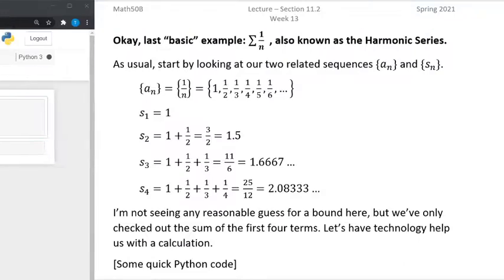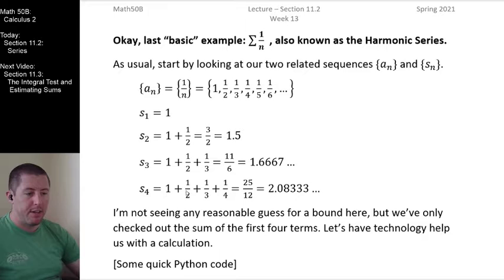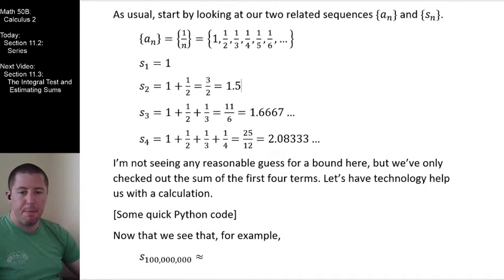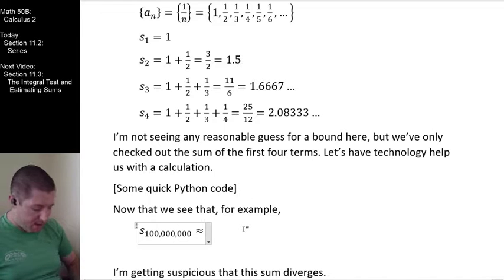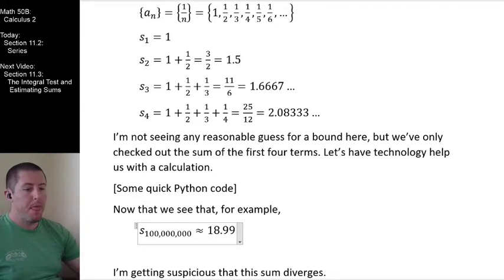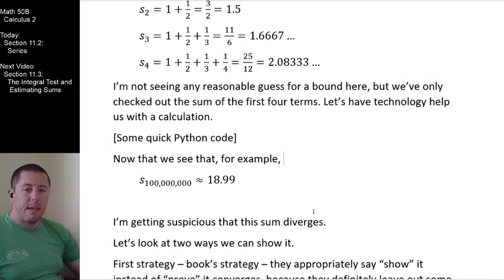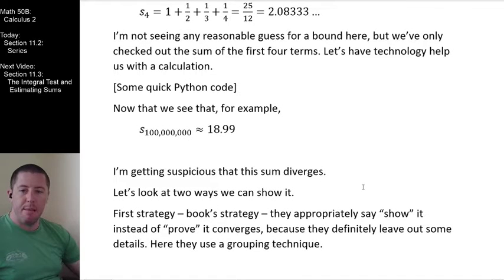So in any event, I think I can comfortably come back here and say I really don't see any upper bound forming. And I was already ready for our 100 million right here. We got about 18.99. So this is making me suspicious that our sum is going to diverge in this case. It seems like every time I increase the number of terms in our partial sum, we keep getting a larger and larger output. And so it doesn't seem to be bounded above by anything.